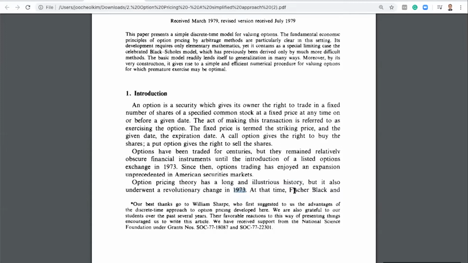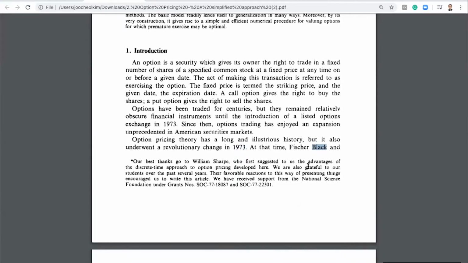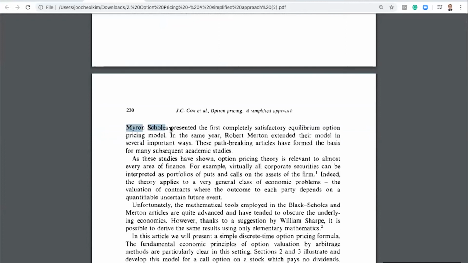At that time, Fisher Black and Myron Scholes, these two people, presented the first completely satisfactory equilibrium option pricing model. And this model is usually called the Black-Scholes model. It was published in 1973, as it happens. And in the same year, Robert Merton extended their model in several important ways.